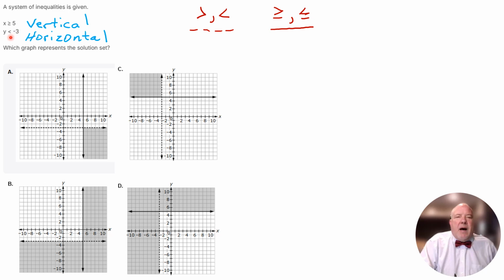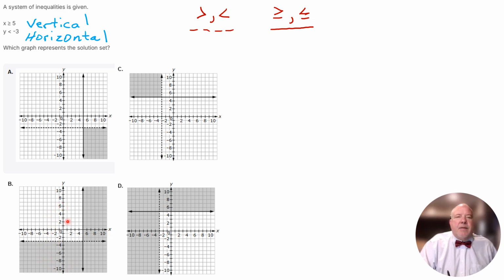All right. So we're still at A or B. Now I go to the y less than -3. So that's going to go through the y-axis. It's horizontal, and it's going to go through -3. So A is good and B is good. So we're still with A and B. Now we just have to decide which side to shade for the y line. Remember the x line said shade on the right. That's this side. Now for the y line, we're trying to decide whether to shade above it or below it.